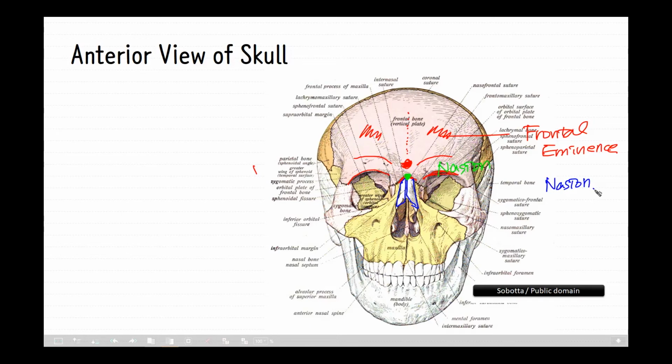Below the superciliary arch, there is a supraorbital margin. I drew this line just before. In the medial third of the supraorbital margin, there is a supraorbital foramen or notch, around here, that transmits the supraorbital artery and nerve.